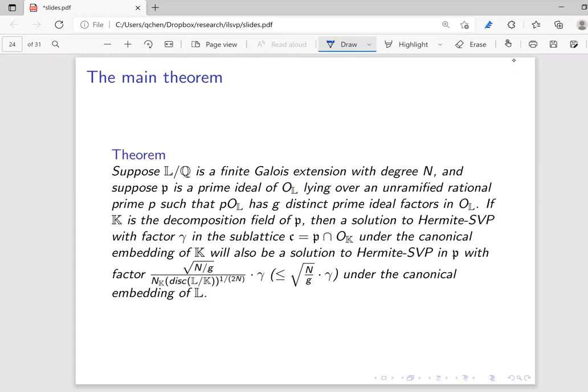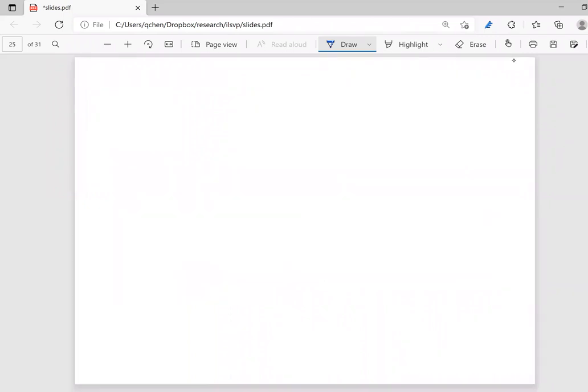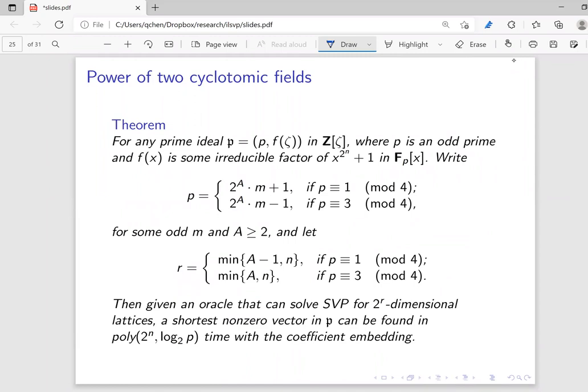Okay, in this theorem you have this complicated factor, but for power-of-two cyclotomic fields, which have been quite popular in cryptography, the situation is actually simpler. Depending on whether the prime is congruent to one or three, you can calculate the number R, and the real dimension of the lattice would be just 2 to the R rather than 2 to the N, since in lots of cases N is much bigger than R. That's going to make this prime ideal SVP much easier.